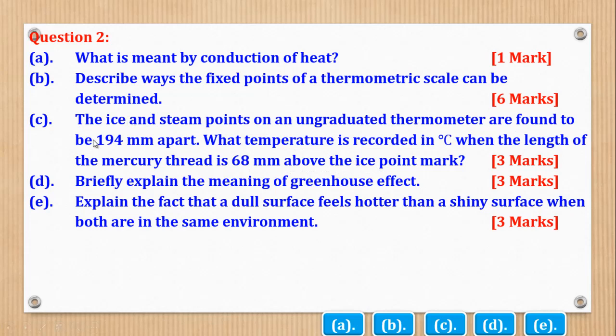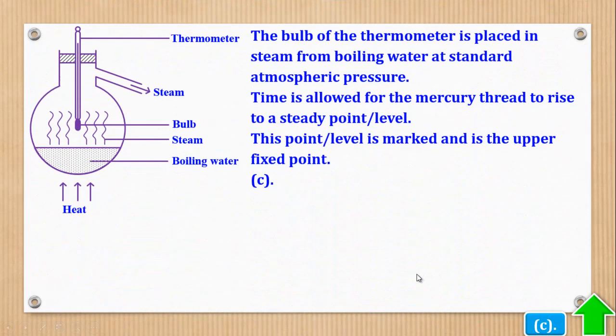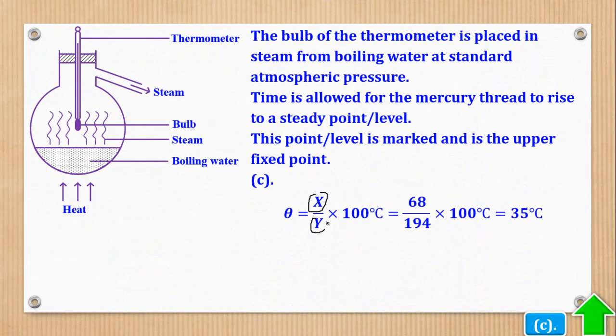So this will be L100 and L0, and this will be L theta. So I shall come and say that first of all there is a formula which connects the lengths. So this will be L theta minus L naught, over L100 minus L naught. So this is the 68 and this is the 194, times 100 degrees Celsius to give you 35 degrees Celsius. And that's what they wanted.